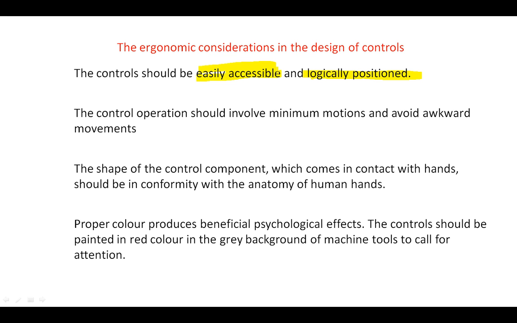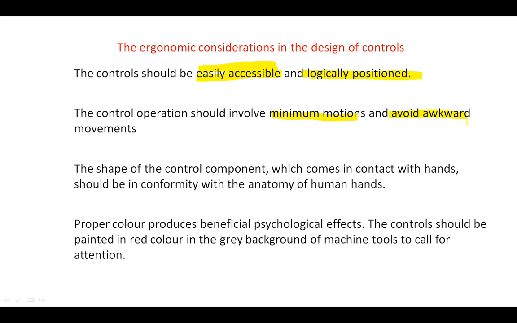If the control needs to be operated by two hands, suppose a hand wheel is there, take the example of a vehicle. That vehicle's hand wheel, or we can call it a steering wheel, is positioned in such a location that both hands can easily reach that wheel and operate that wheel very easily. So the first is related to the position, and the second one is control operation should involve minimum motion and avoid awkward movements.